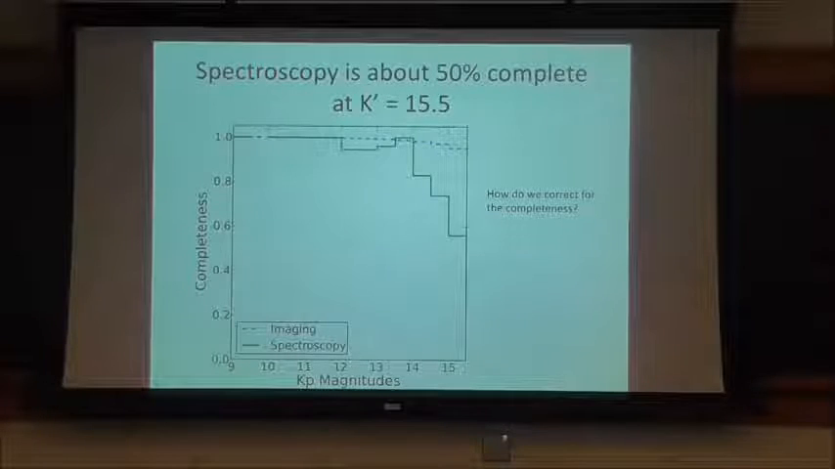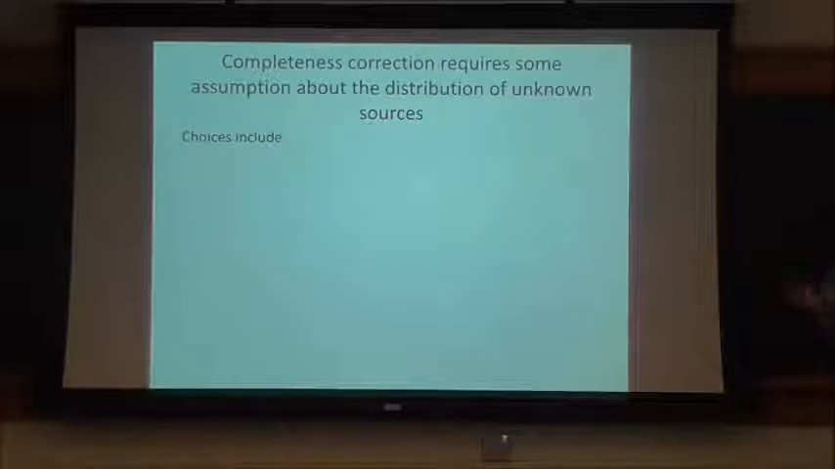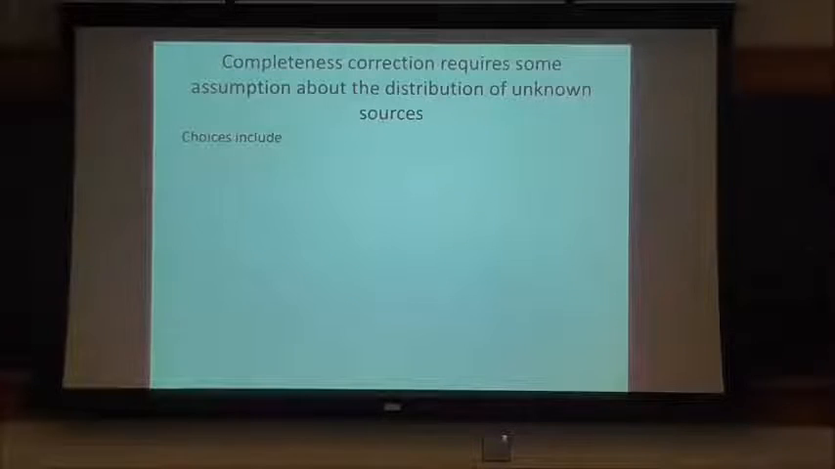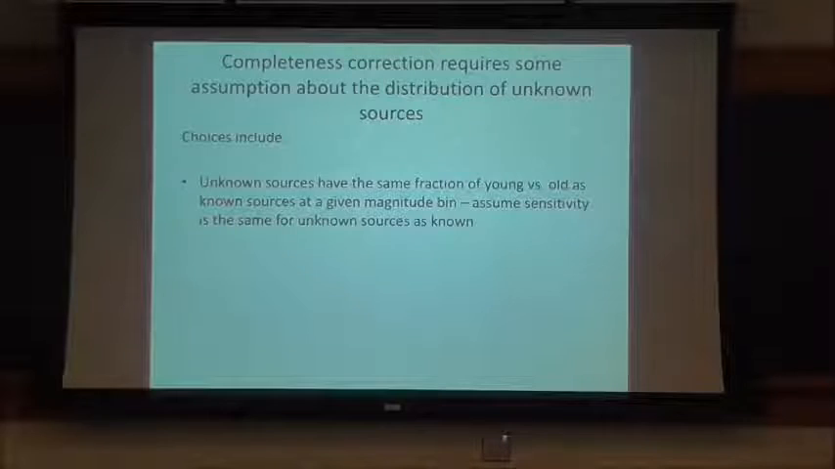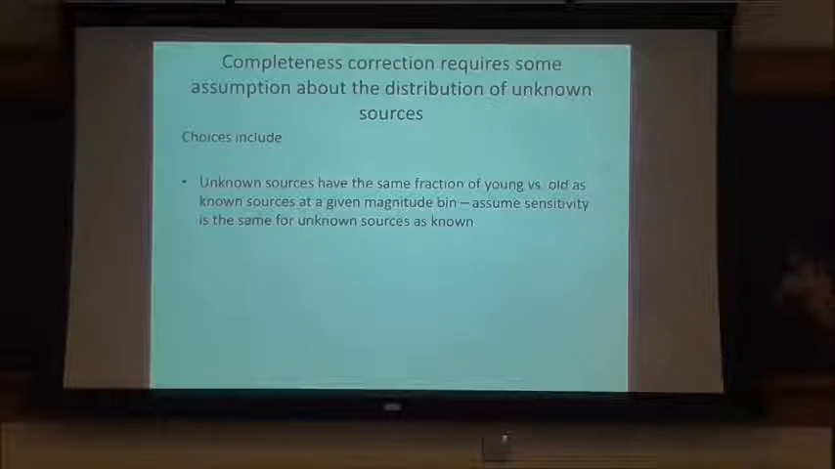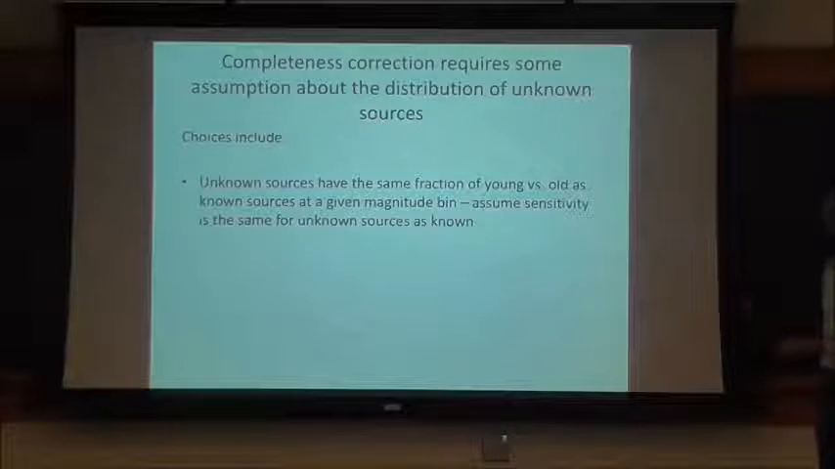Okay, so there are basically some choices that you can make for completeness correction. Here are some that might be possible. You can assume that the unknown sources have the same fraction of young versus old as the ones that you've identified. So in a given bin, if you see like 5 stars that are young and 10 stars that are old, then the number of unknowns should have the same fraction. That's one possibility.